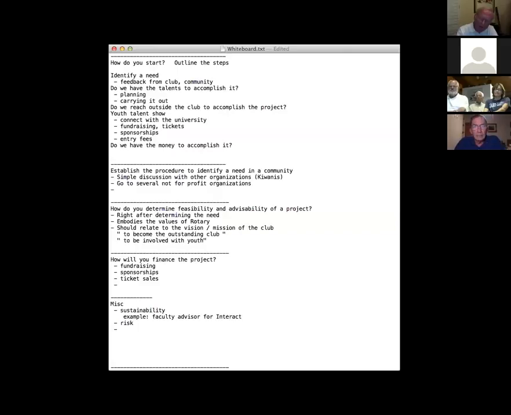When we're looking at projects, another thing we need to look at, or we may want to, is risk. Do y'all consider risk as a part of your evaluation of projects?